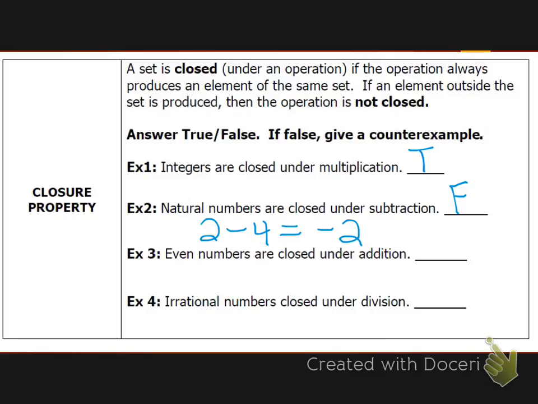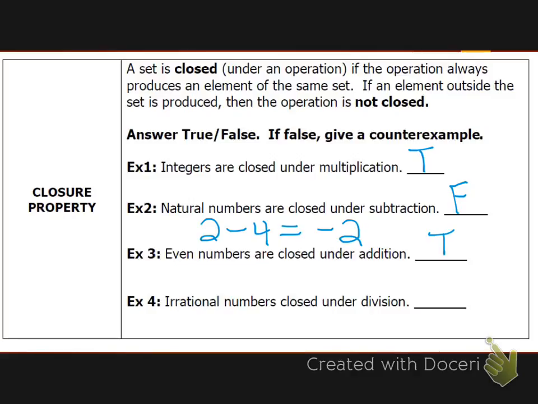Let's look at example 3. Even numbers are closed under addition, meaning if you add two even numbers, are you always going to get an even number? So you got 4 plus 2 is 6. 6 plus 4 is 10. 8 plus 4 is 12. See, you always end up with an even number as an answer. That means it's closed. You have even numbers, you end up with an even number. So that's going to be true.